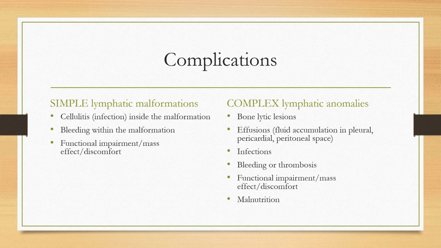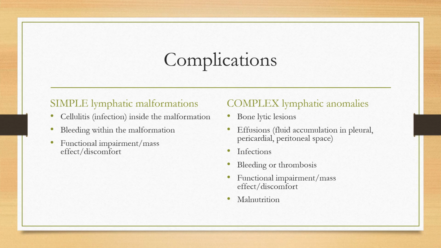So in these cases, there are some inherent complications that will be encountered. In simple lymphatic malformations, there will be cellulitis or infection within the malformation, and obviously bleeding or functional impairment. While in complex lymphatic anomalies, we encounter bone lytic lesions, effusions, so fluid accumulation in the pleural, pericardial, and peritoneal spaces. And this effusion will predispose to infections either within an area of a lymphatic malformation or within the area of the effusion, or just as an overall systemic infection.